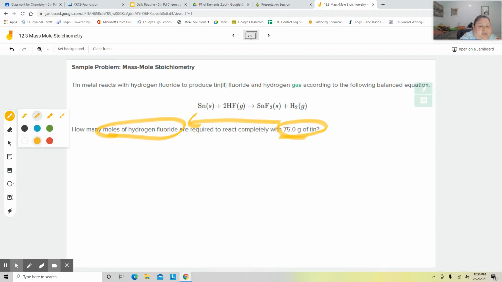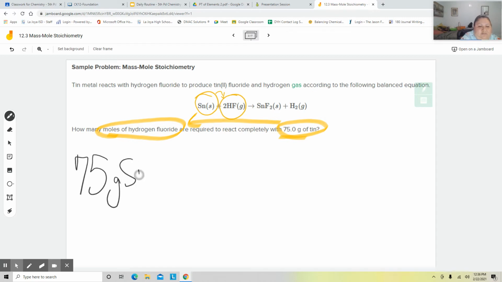And then you can go into the equation and circle the same information. Which one is tin? Which one is hydrogen fluoride? Well, remember, the symbol for tin is Sn. Hydrogen fluoride is HF. So now that we have all the information that we need from the problem and from the equation, now we're ready to start. So we're going to start with our 75 grams of tin.